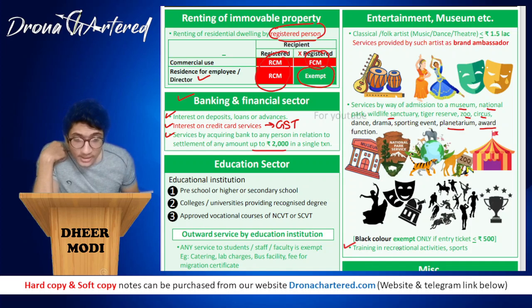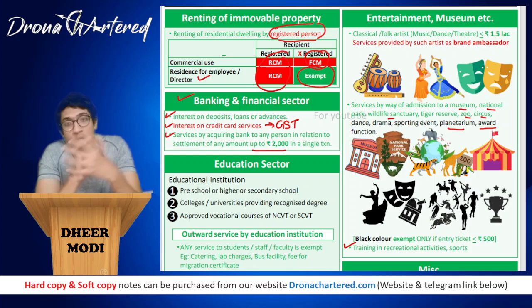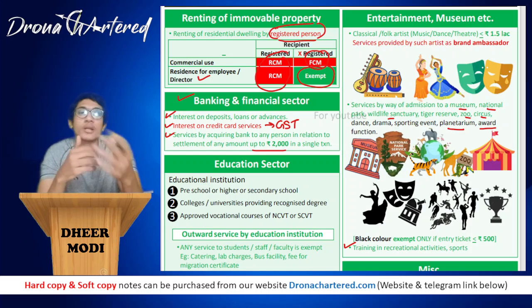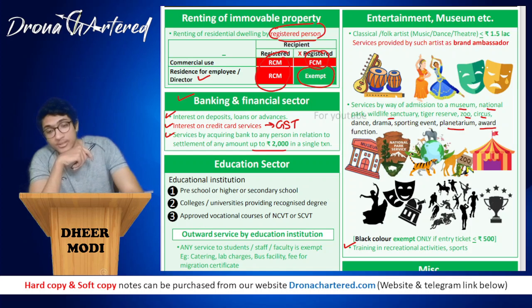Any training in recreational activities or sports, that is exempt. So for example, you take coaching for any recreational activities. For example, you take coaching for yoga, now that will become exempt. Or for any sport, for example, you are trying to learn any sport and you pay something, that will not be liable under GST.